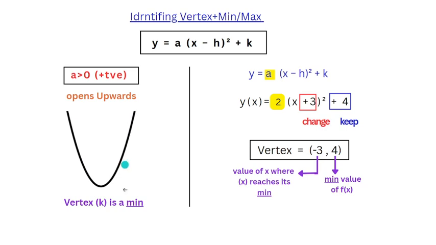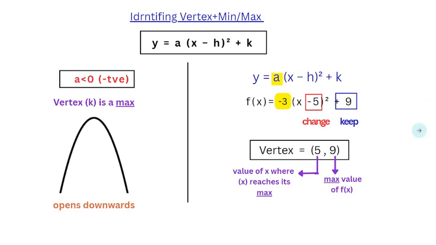Okay? So this is the vertex. The vertex is minimum. Of course it's minimum. It's the last point at the end of the bottom. So the vertex k is minimum. We will see the other example.